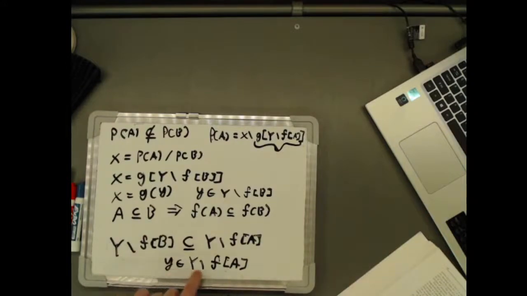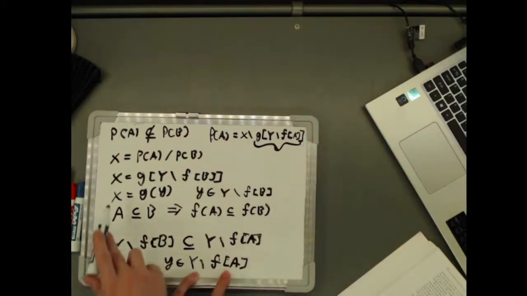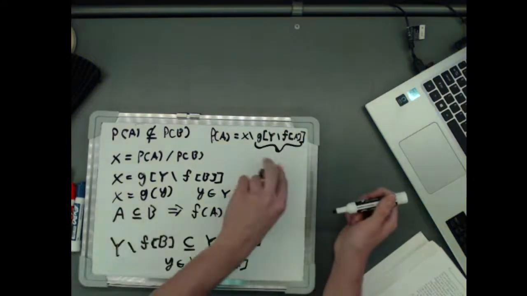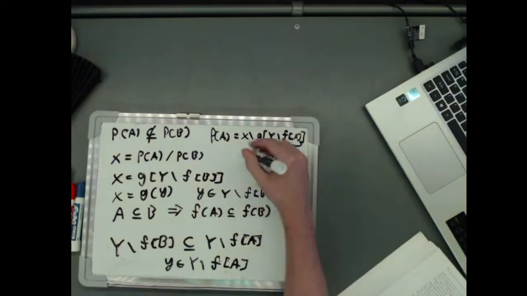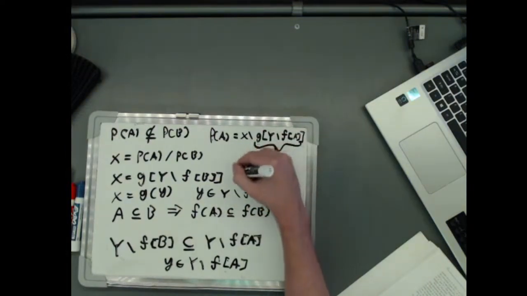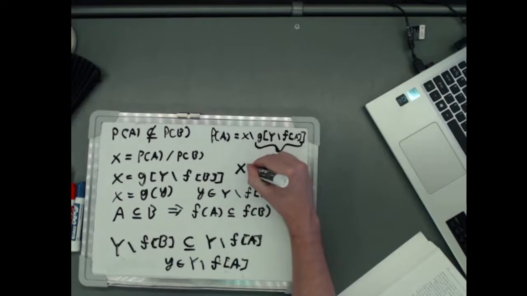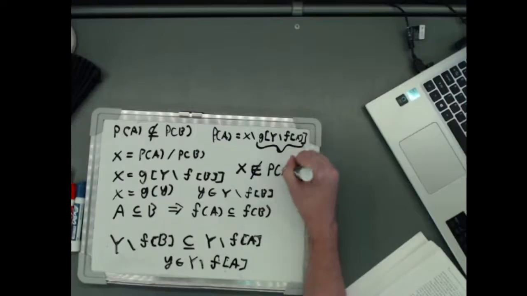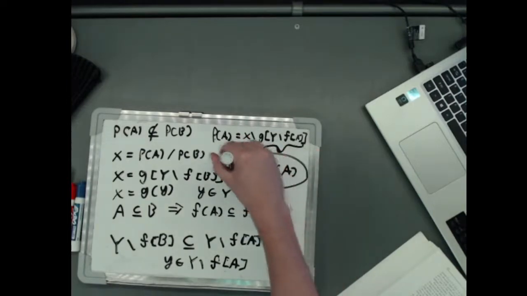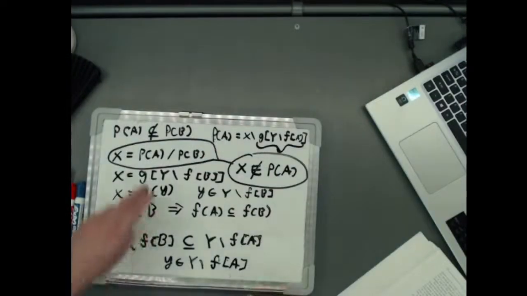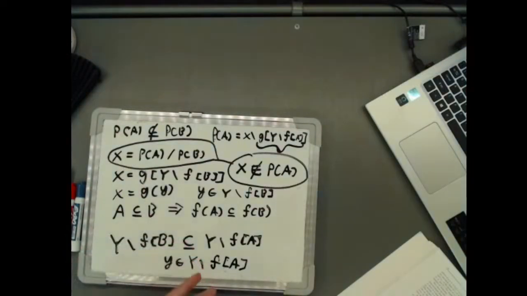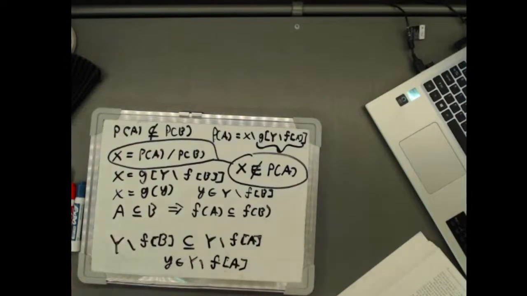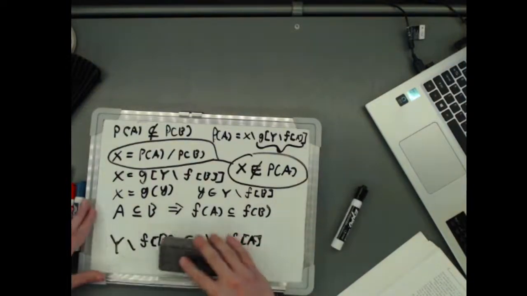Because y is an element of Y minus F of A, x is inside G of y, meaning x is not an element of P of A. This contradicts our initial hypothesis that it was inside P of A. So if it's inside P of A and not inside P of B, it's not inside P of A. Proof by contradiction. This proves that the function P is monotonic.